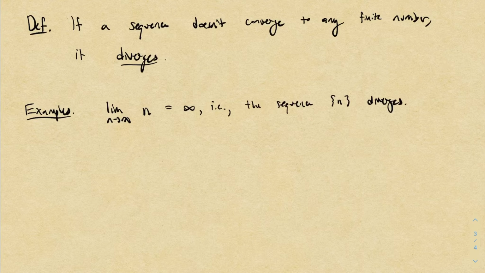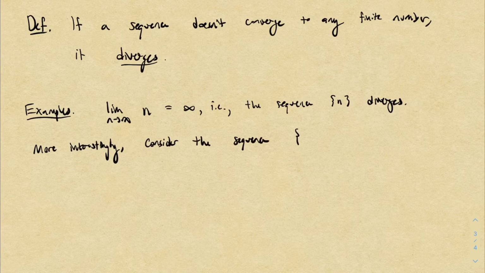Some people will use language like "diverges to infinity" or something more specific, but I'm not too concerned about that right now. Either of these statements are fine in my book. Now that's kind of a boring one, so more interestingly, here's another sequence: -1 to the n.